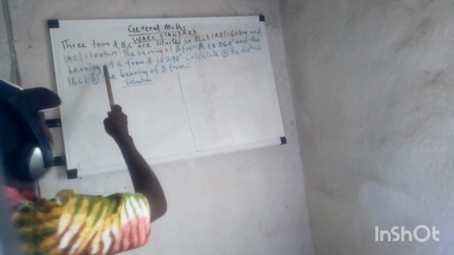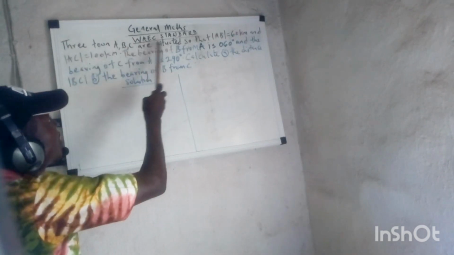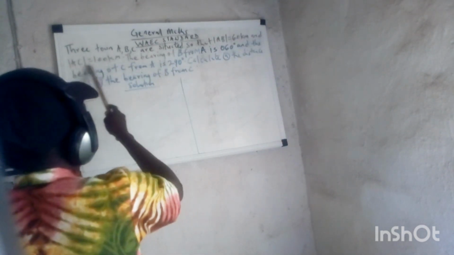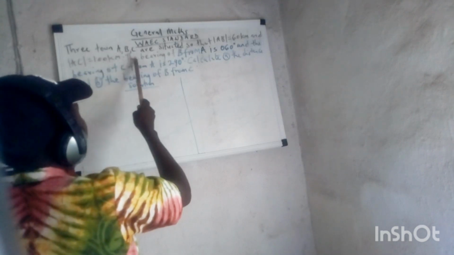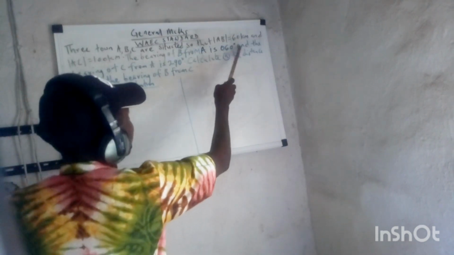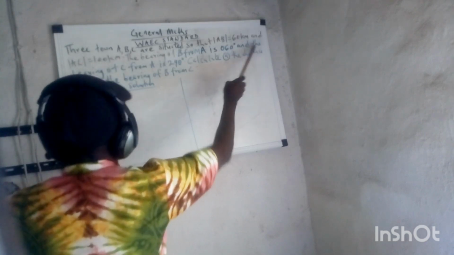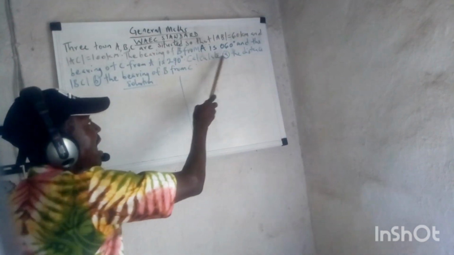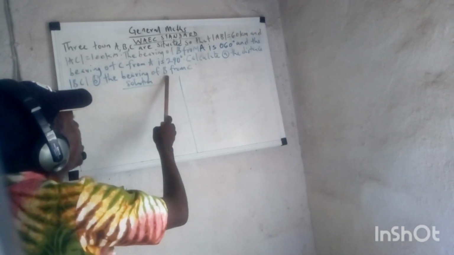Focusing on this, three towns A, B, C are situated so that line AB is equal to 60 kilometers and line AC is equal to 100 kilometers. The bearing of B from A is 60 degrees, and the bearing of C from A is 290 degrees. Calculate A, the distance line BC, and B, the bearing of B from C.